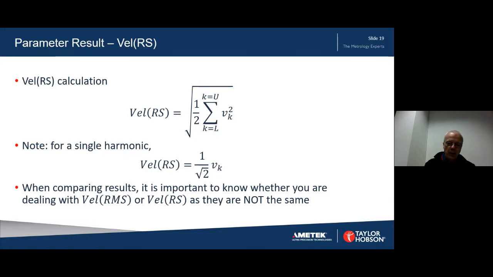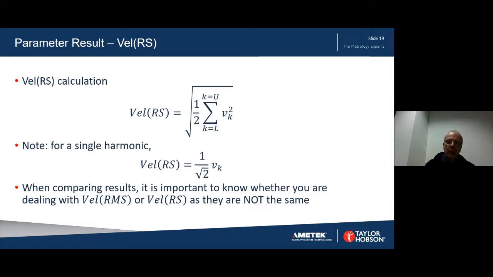There is another parameter defined which is denoted as Vel RS in our software. This parameter is sometimes referred to as RMS velocity, but its calculation is different from Vel RMS. As shown here, Vel RS is defined as the positive square root of half the sum of the squares of the velocity amplitudes within a band. The 2 parameters Vel RMS and Vel RS are only equivalent when the chosen band contains 2 harmonics, i.e. U equals L plus 1.